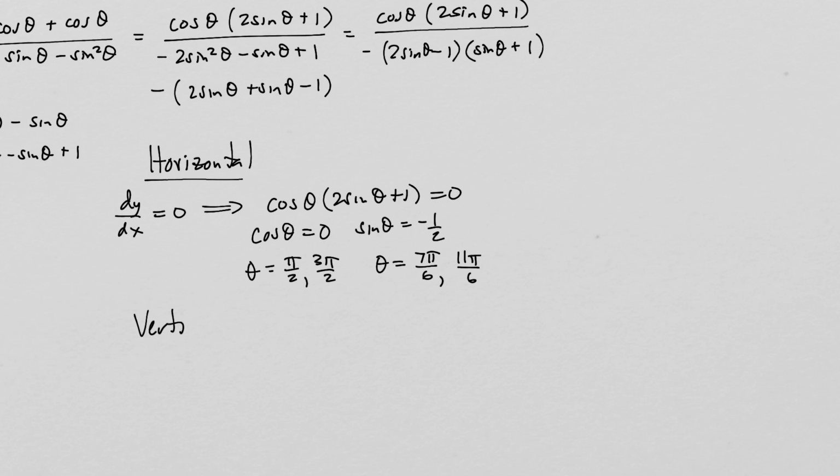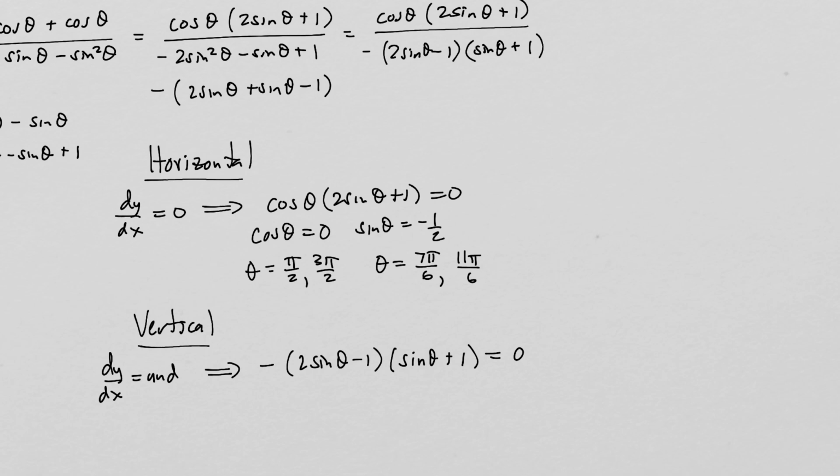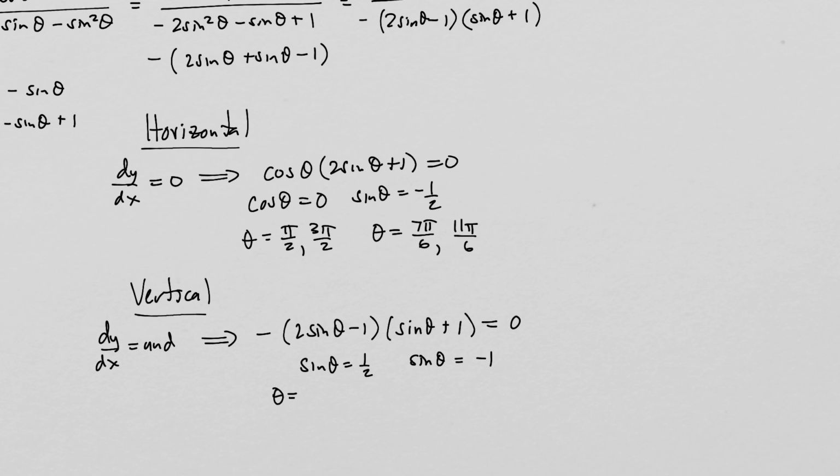Let's go ahead and take a look at the vertical tangent. So for this, dy/dx needs to be undefined. And to be undefined, it means that the denominator has to be 0. So negative quantity 2 sine of theta minus 1 times sine of theta plus 1 needs to be 0. And for that to happen, we need to have sine of theta equals 1/2 or sine of theta equals negative 1. Now sine is 1/2 at pi over 6 and 5 pi over 6. And sine is negative 1 at 3 pi over 2.